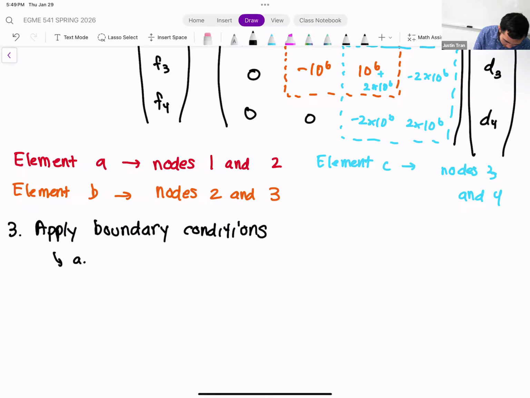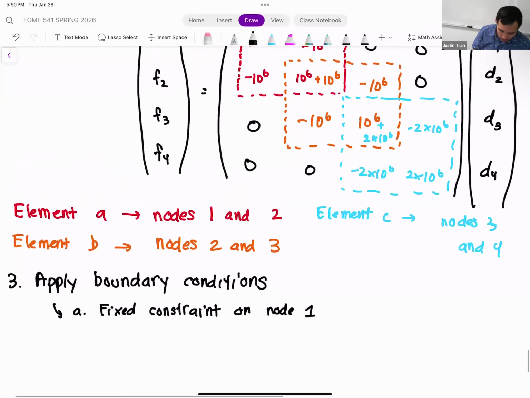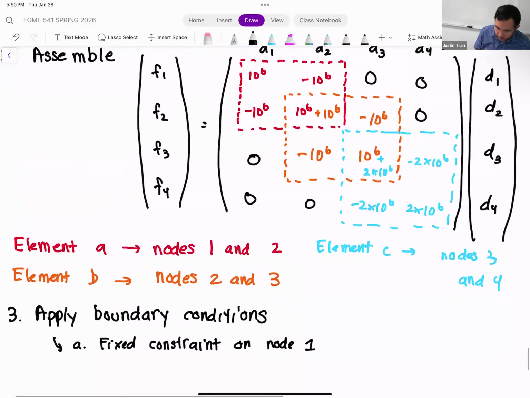All right, so the first one is we have a fixed constraint. Or in other words, we have a Dirichlet boundary condition on node 1. And so we know what to do in these situations. For node 1, that means we're going to replace the first row of the matrix with 1, 0, 0, 0, and then replace F1 with 0.